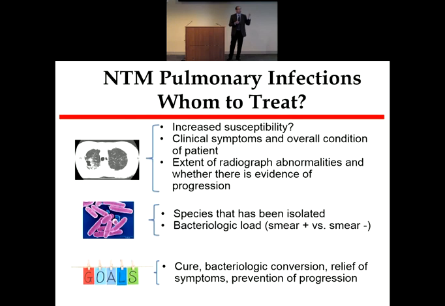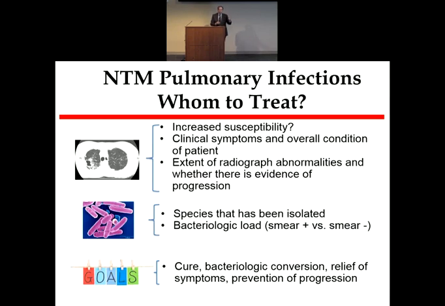But what we do know is that the species matters. The name matters, and we'll move now into 2 examples of those species. The bacteriologic load matters, and ultimately, the goals of treatment matter. With TB, if you see someone and you start therapy, what's the plan? Cure, right? It's 100%. You want to cure them. It is not the same here. Sometimes it's not cure. Maybe all we're going to get is bacteriologic conversion. Maybe we'll get relief of symptoms, or their cough, or shortness of breath, or hemoptysis, and maybe we'll prevent progression.